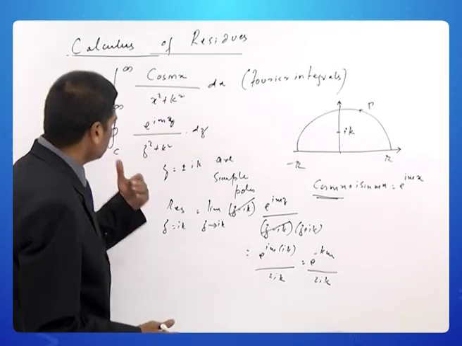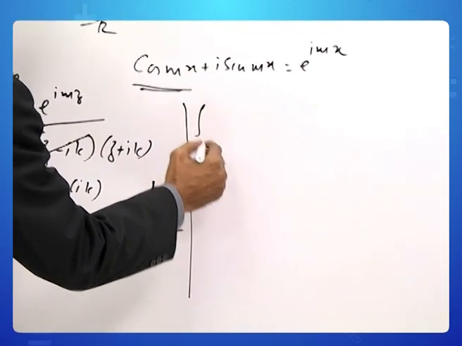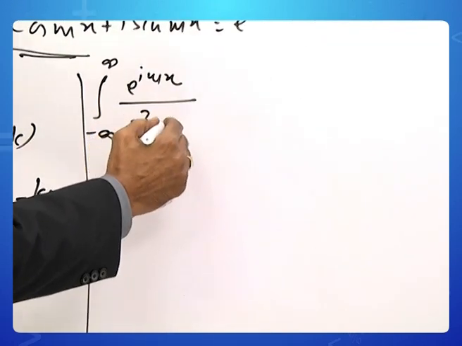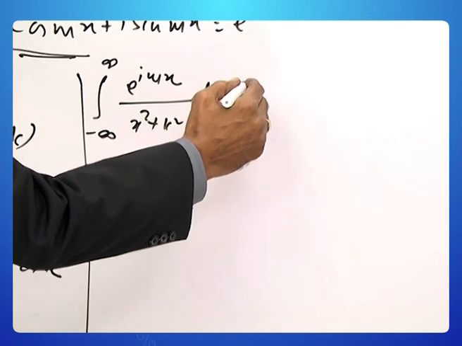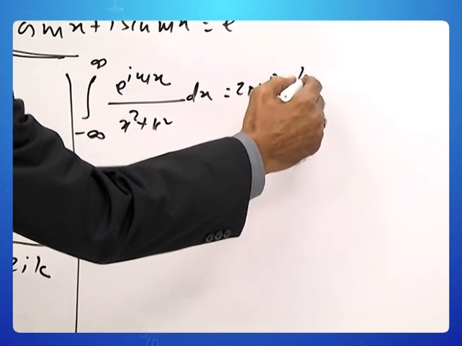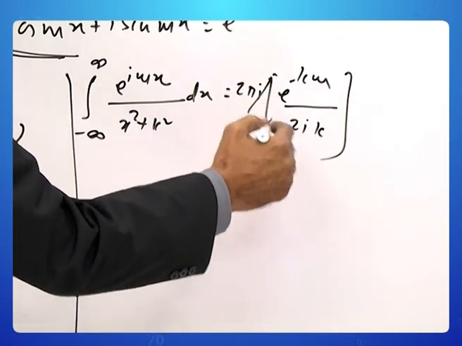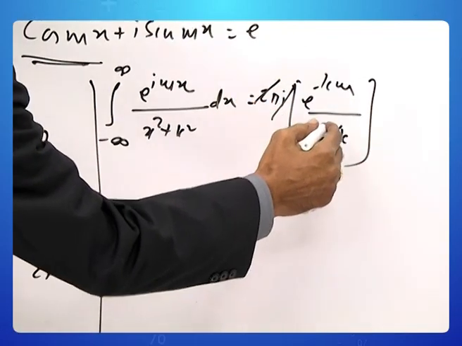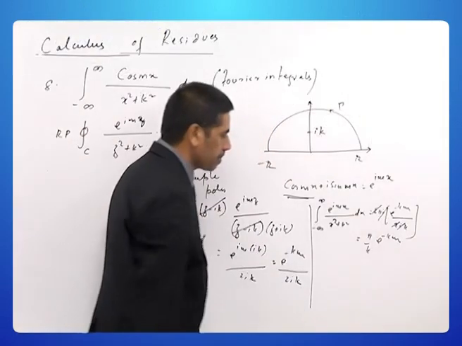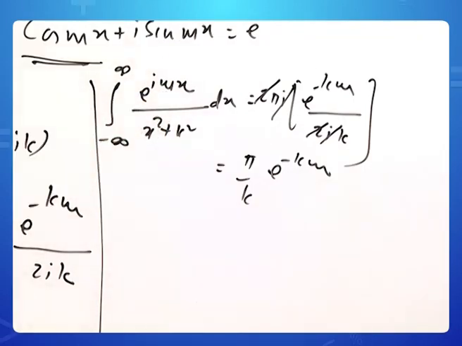So, you can write the value of the integral now. The integral from minus infinity to infinity of e power i m x by (x square plus k square) dx is equal to 2 pi i into the residue, e power minus km by 2ik. So, i will get cancelled, 2 will get cancelled, and you will have pi by k e power minus km. But let us not forget that this consists of two Fourier integrals, the cos as well as sin.